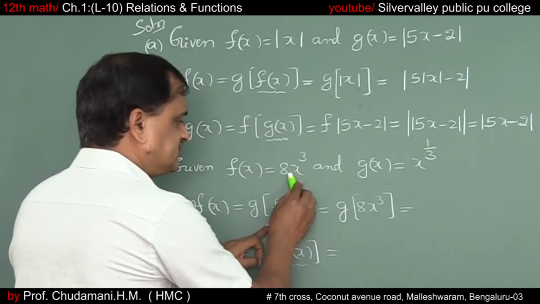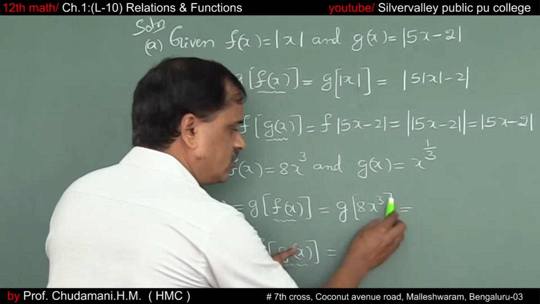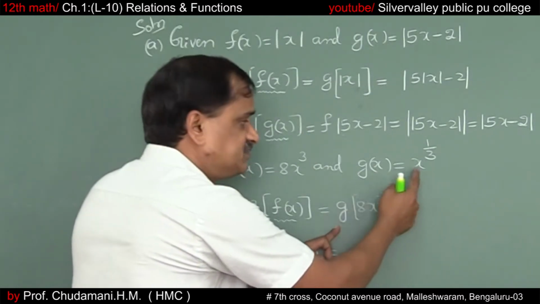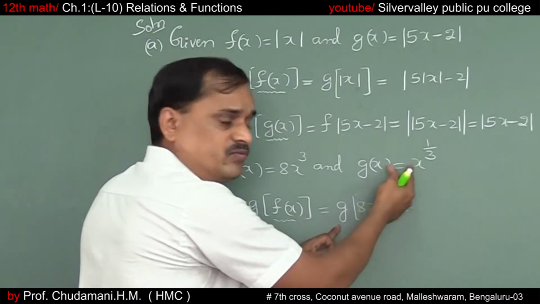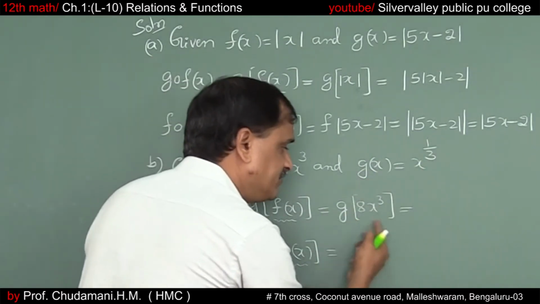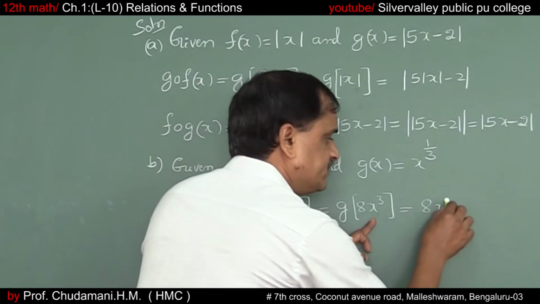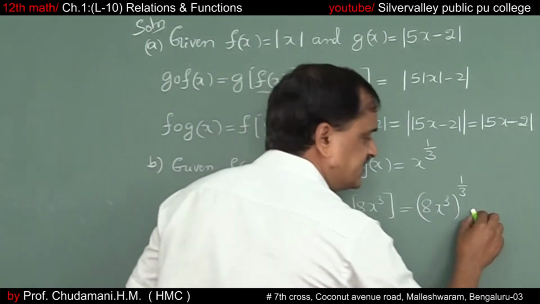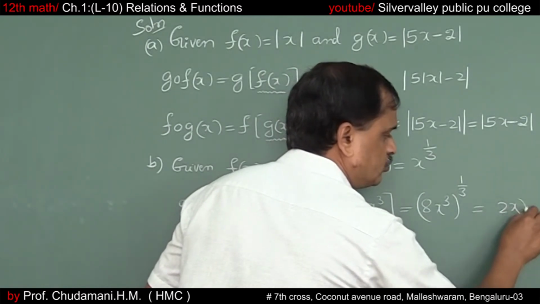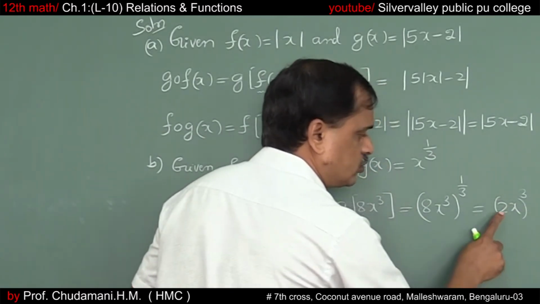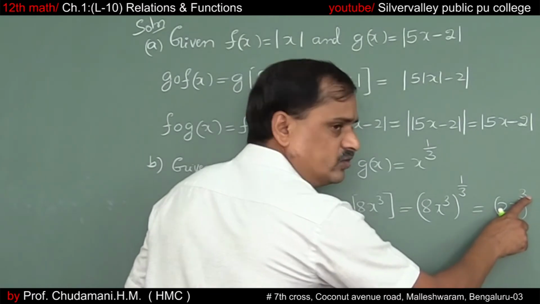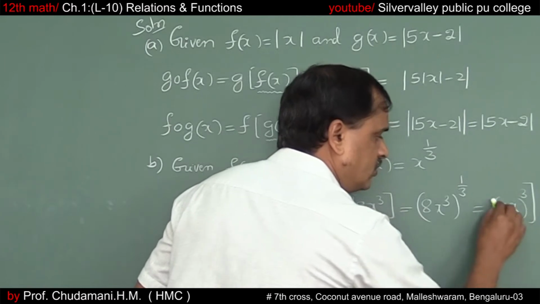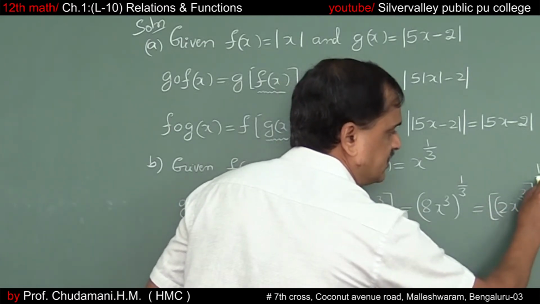What is f of x actually? 8x cube. Look at this, this is g of x. g of x means x power 1 by 3. g of y means y power 1 by 3. g of this means this power 1 by 3. Observe 8x cube. 8x cube can be written as 2x the whole cube, because 2 into 2 into 2 is 8. So (2x) the whole cube, whole to the power of 1 by 3.